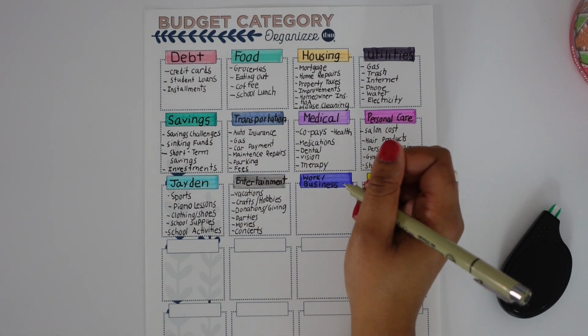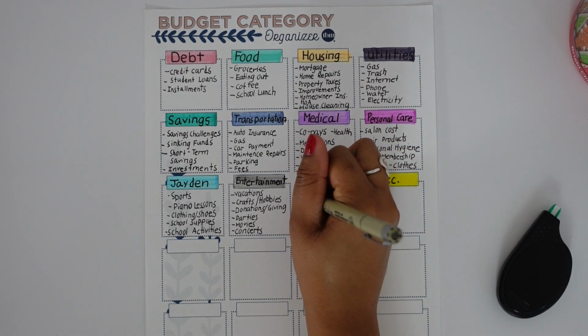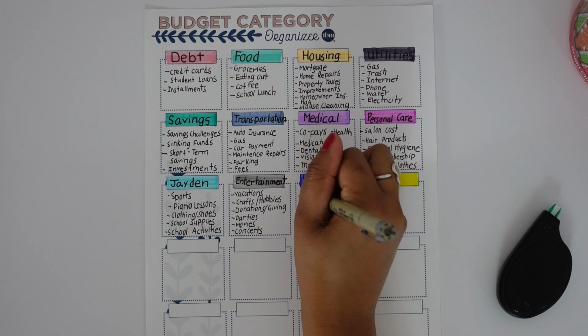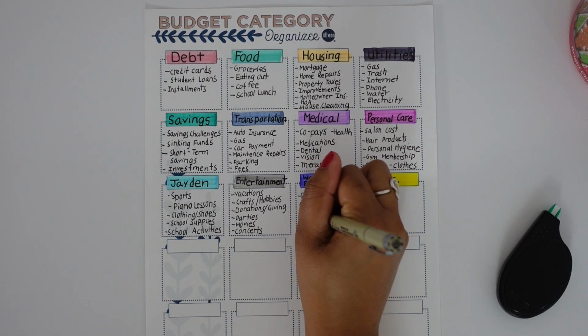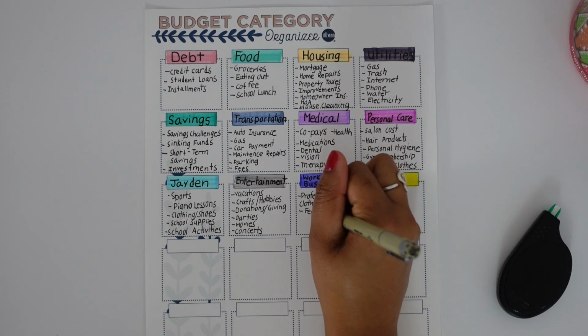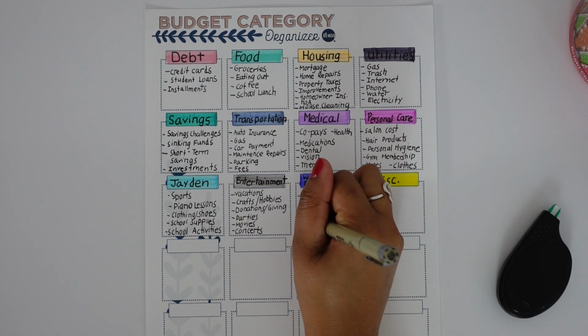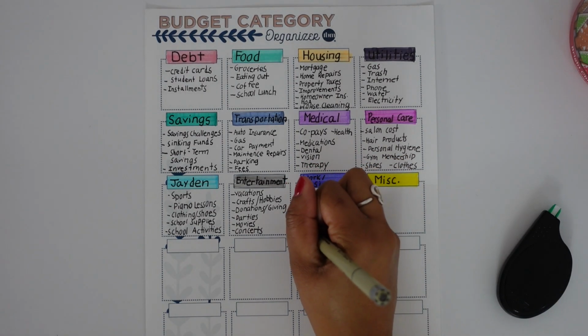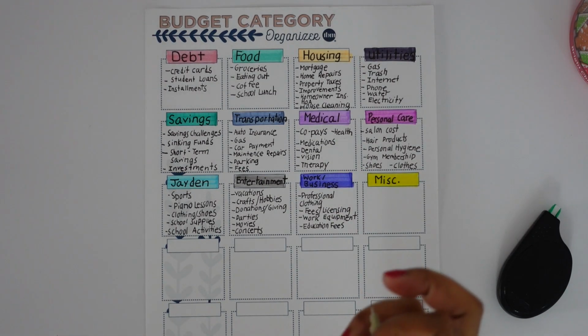The work / business category is going to include professional clothing that I might need for work, fees. Sometimes I have to renew my teaching credential every few years. I'm going to put fees / licensing, work equipment, education fees. And then my last category is going to be my miscellaneous category.